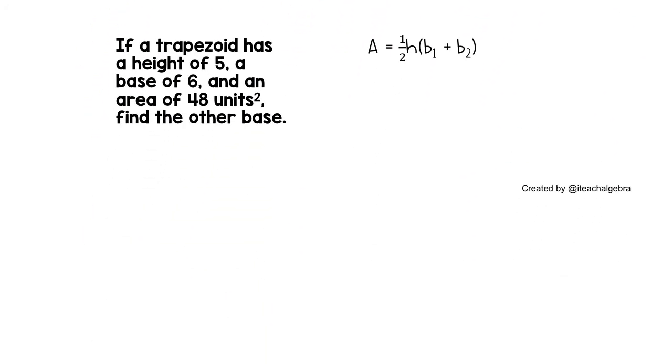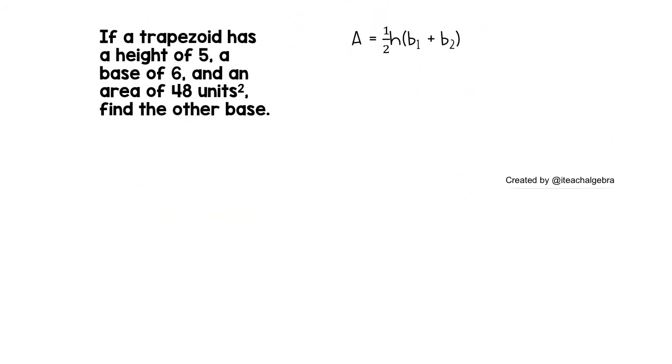All right. If a trapezoid has a height of 5, I'm going to draw a picture because that's what you do in math when you don't know how things work. Height of 5. Okay, so that's 5. A base of 6. And an area of 48 units squared. What's the other base? So we want to know what is base 2.